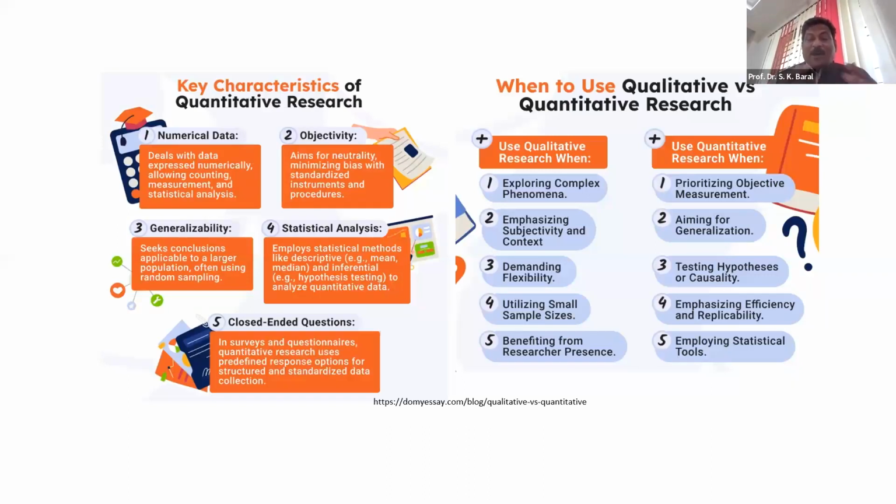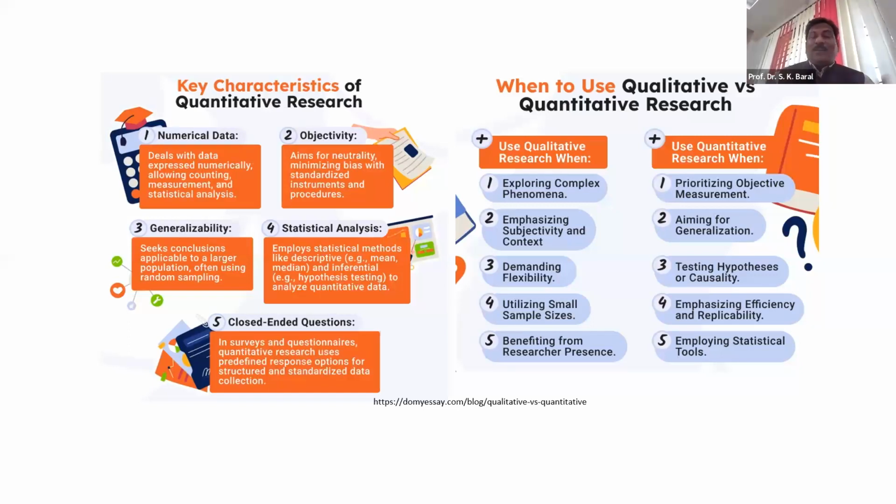qualitative research. Apart from that, when we are utilizing a small size of sample, say like one-to-one interview, like biographic studies, like other qualitative research tools, at that time we take a small size of sample. When a small size of sample we are taking, at that time qualitative research is more appropriate. And qualitative research benefits from researcher presence. I mean to say, a researcher has to go to the field only, because you see, it is a kind of face-to-face interaction. A researcher has to go to the field, to the site, to see the situation.